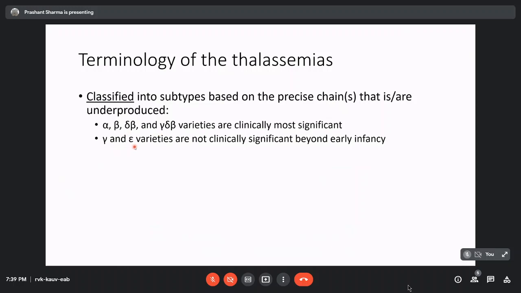gamma and epsilon varieties. So these are also non-alpha chains. These varieties are not clinically significant beyond early infancy, simply because by that time they should have been replaced by beta chains. So if somebody has an inherited underproduction of the gamma chain, they are going to be anemic as neonates, but they will slowly get better.